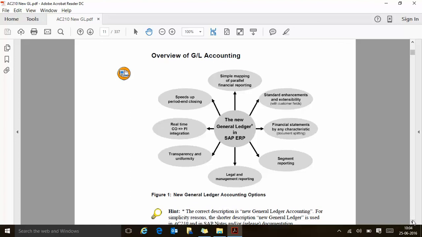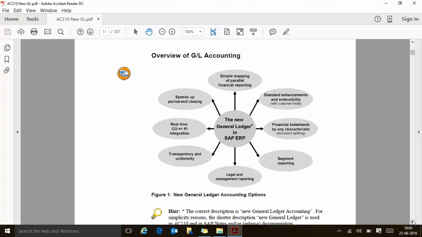Overview of new GL. So the new GL in SAP is offering these features. There is a diagram which shows all the features being offered by new GL. We'll start with number one, simple mapping of parallel financial reporting. So new GL is offering parallel financial reporting.